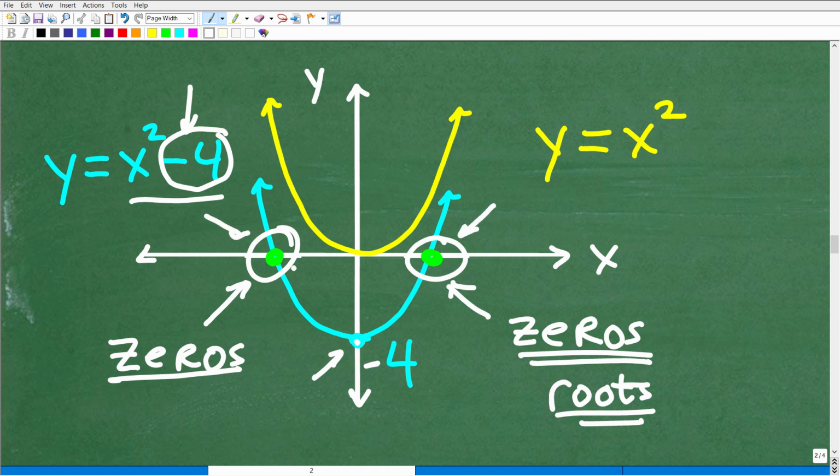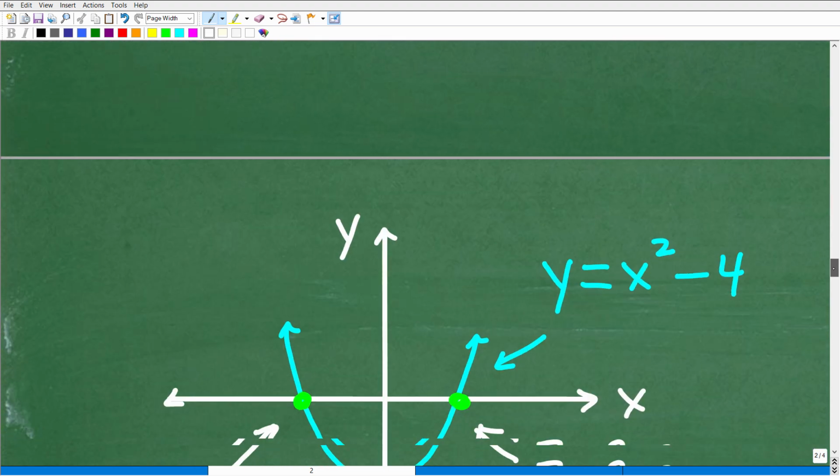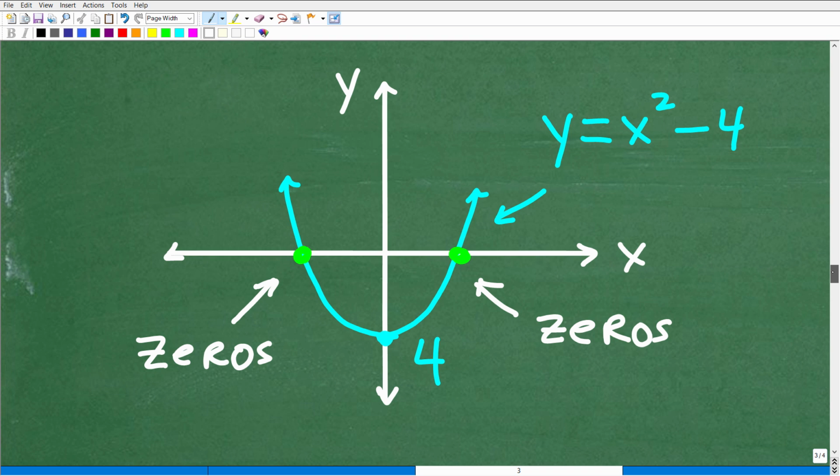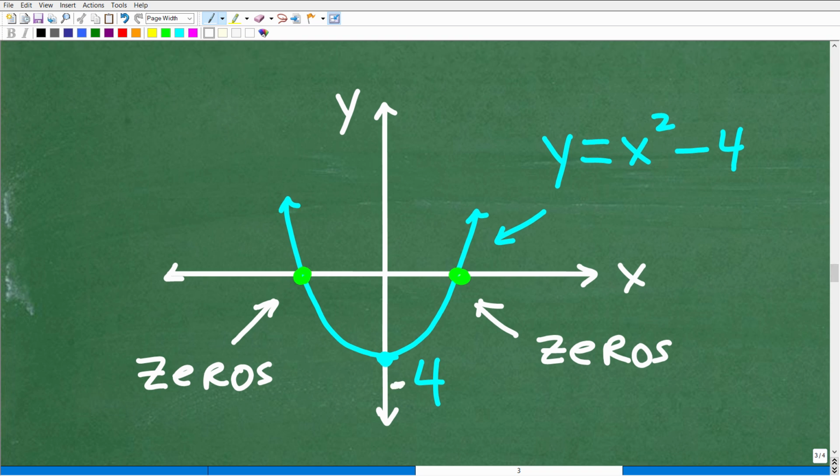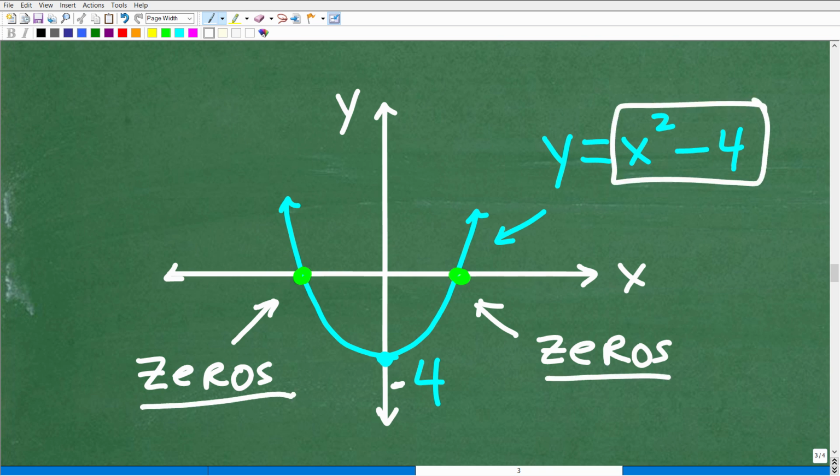So to spruce up this graph and give it a little bit more detail, we can find these zeros or x-intercepts or solutions quite easily by solving x squared minus 4 set equal to 0. So let's do that right now. To find these points, all we need to do is take this right here and set it equal to 0. And when we solve that, we'll find these x-intercepts if, in fact, this equation has real number solutions.